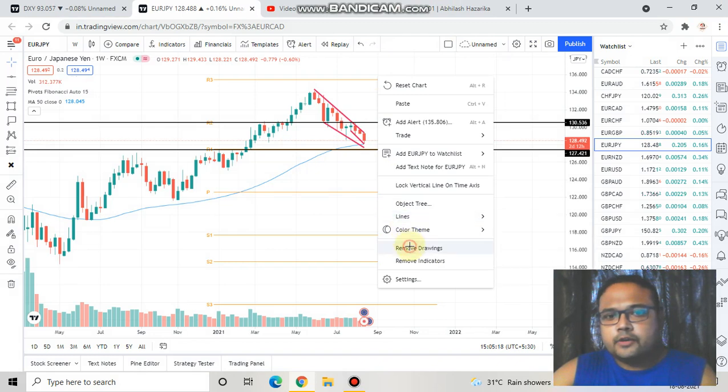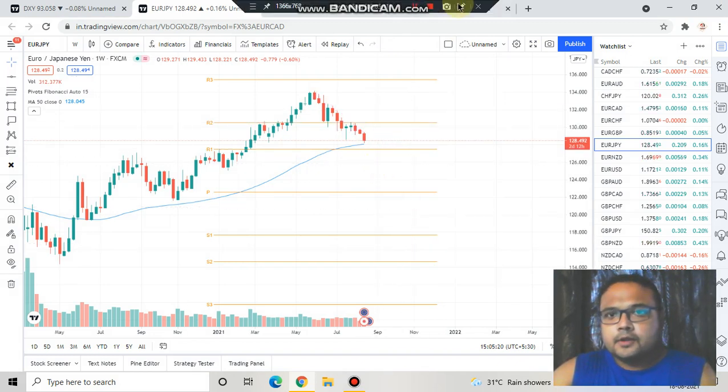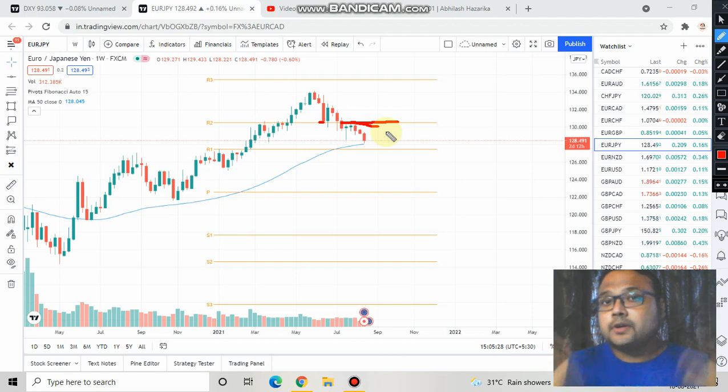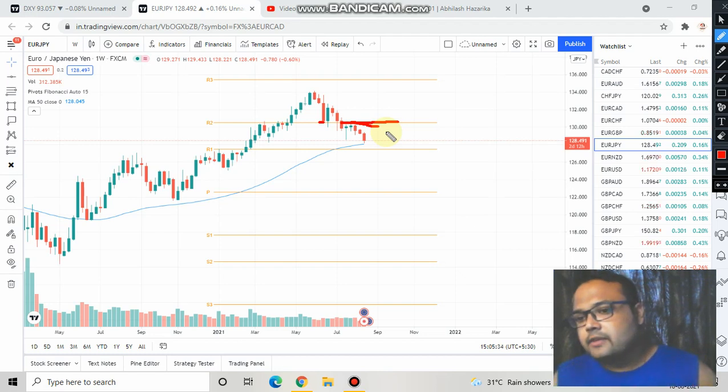Let me remove the drawings here so that you can understand better. And you can see that this level, okay, this level is acting as a resistance for the market on the weekly chart. And as we all know, the weekly chart is a chart of the institutional traders, the big players. Therefore, the support and resistance levels for the weekly chart are extremely important.